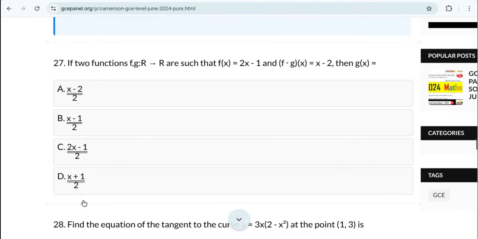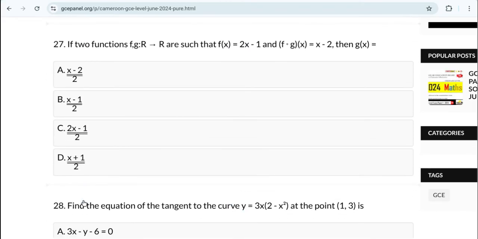Question 27. Two functions f and g are such that f of x equals 2x minus 1 and f of g of x equals x minus 2. So what is g of x?